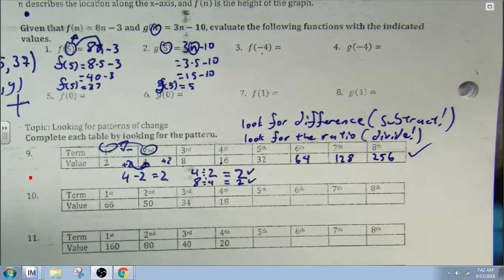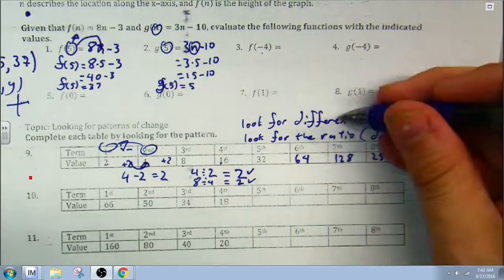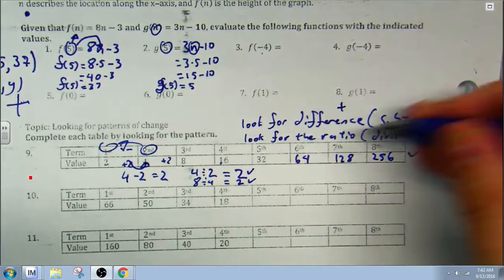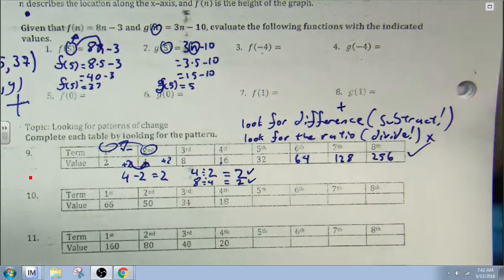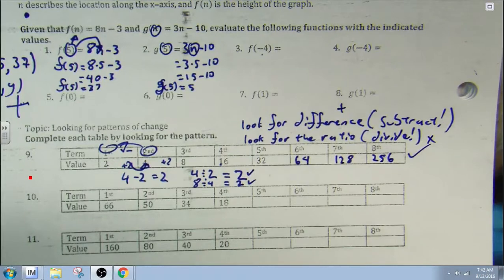So you have to look for both. You have to look to see if there's a difference, to see if we're adding the same number each time, or you need to look for a ratio to see if we're multiplying each time. And they're going to be different. Some of them will be multiplication, some of them will be division. Doesn't matter. We just need to figure out what we're doing.